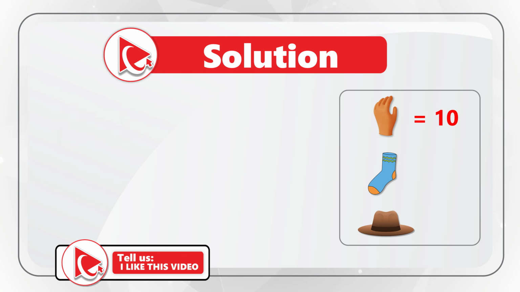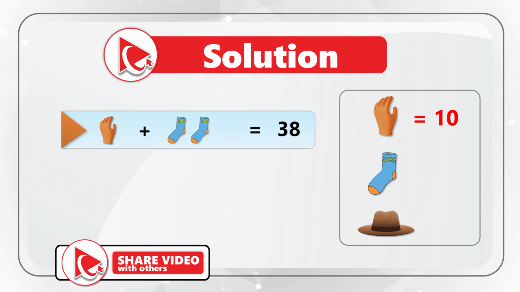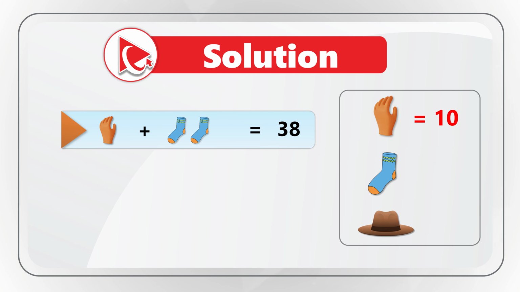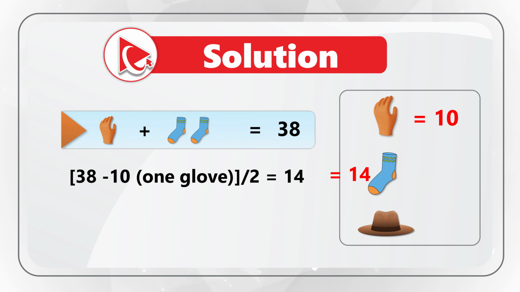Let's go to the second expression. 1 glove and 2 socks equals 38. Let's do the math to calculate what's the value of the sock. 38 minus 10, which is the calculated value for 1 glove, and then divided by 2 equals 14, which means that the numerical value associated with 1 sock is 14.